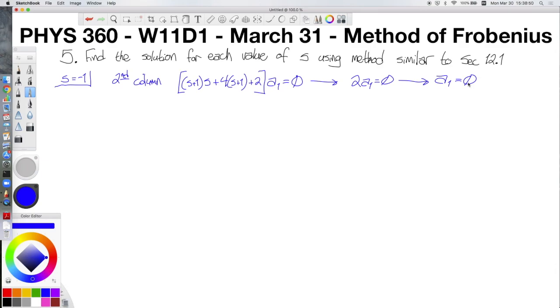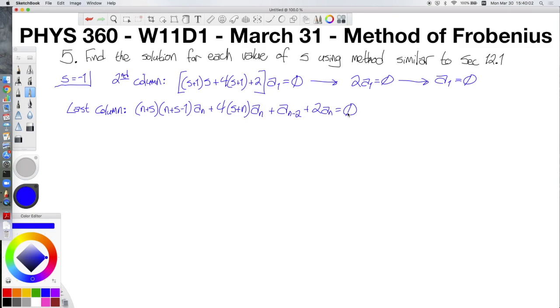Now, a lot of the time, after we consider the second column, we're just going to jump straight to the general term. So we are just going to jump right to the last column of this table, and we get the following expression by setting all of our coefficients added together equal to 0. n plus s times n plus s minus 1 times a sub n plus 4 times s plus n times a sub n plus a sub n minus 2 plus 2a sub n equals 0.